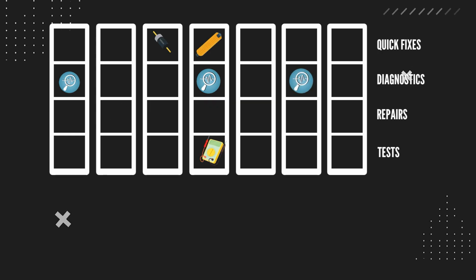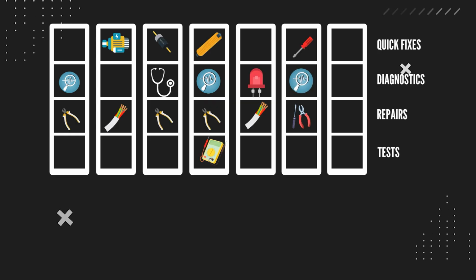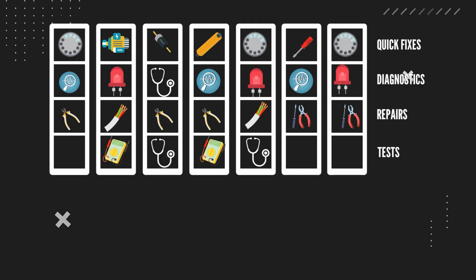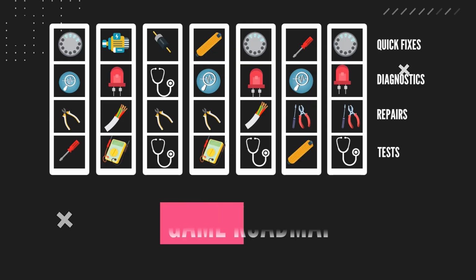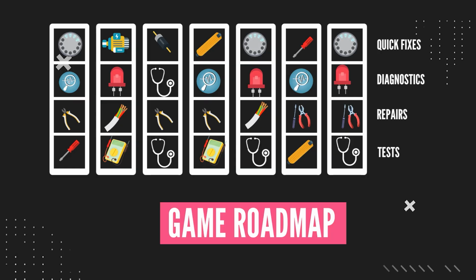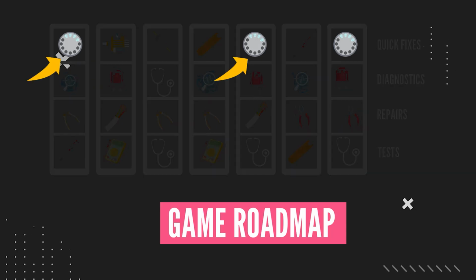I do this with all the content that I need to introduce, every problem, every repair, every tool, etc. And at the end, I get this, which is what I call my game roadmap. This is a plan of every single level, and I know exactly where I'm going to introduce every essential bit of content. And the things that require more practice will get seen more than once.